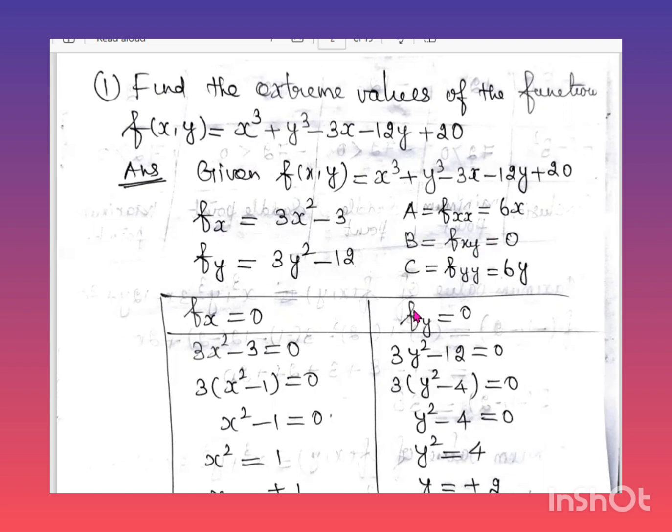Next C is equal to f double y, that is dou square f by dou y square. So 3y square, if you are differentiating, again it will be 6y. So capital A is equal to 6x, capital B is equal to 0, capital C is equal to 6y. This is step 1. Step 2 is you have to find the stationary points. How to find the stationary points? Dou f by dou x is equal to 0. Dou f by dou y is equal to 0.